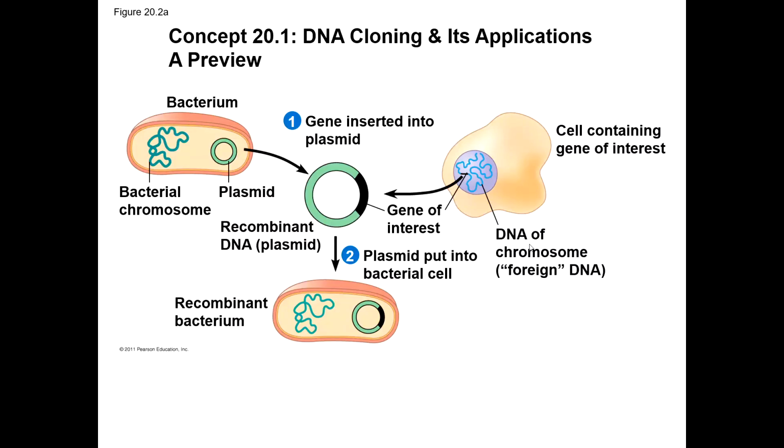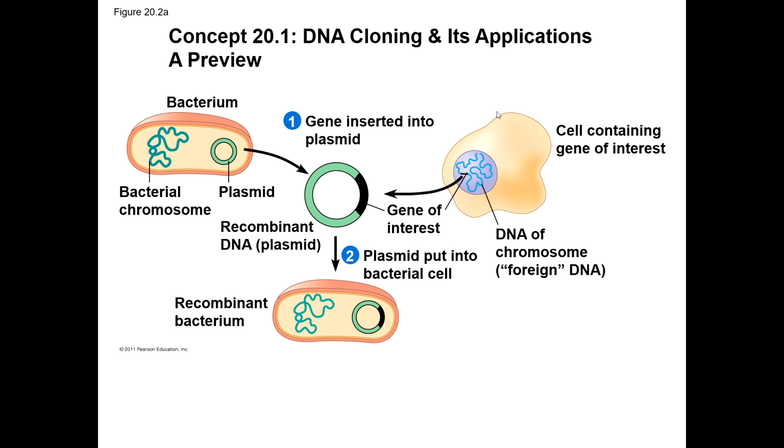Okay, so back to DNA technology and looking at concept 20.1, now on page 117 of the course outline, and how, first of all, we clone DNA. This is just kind of a preview of making recombinant DNA and then cloning it. And I think everyone knows by now cloning means making exact copies.